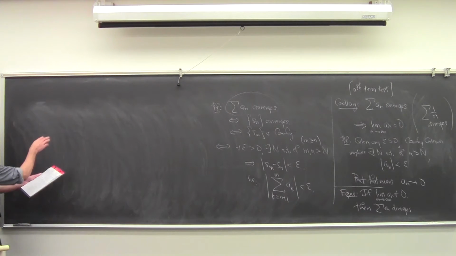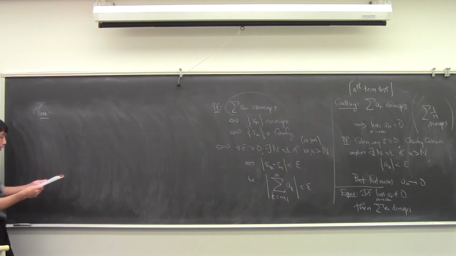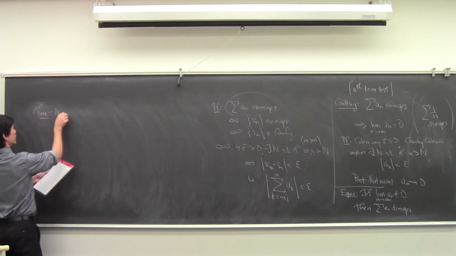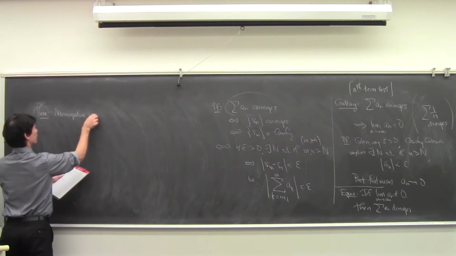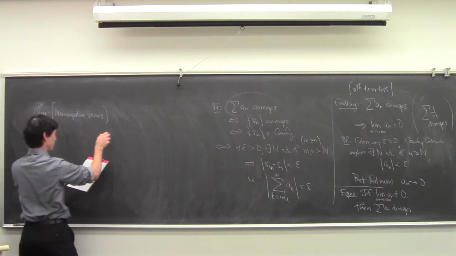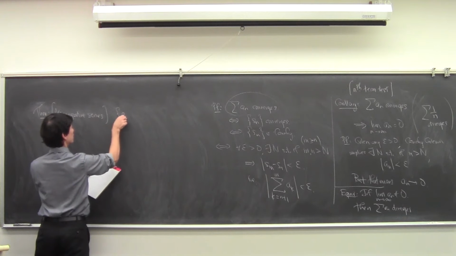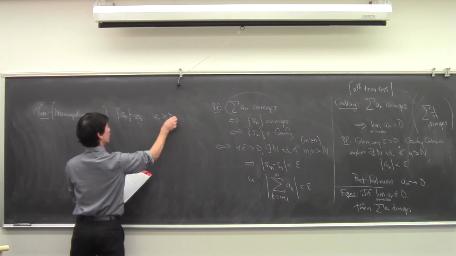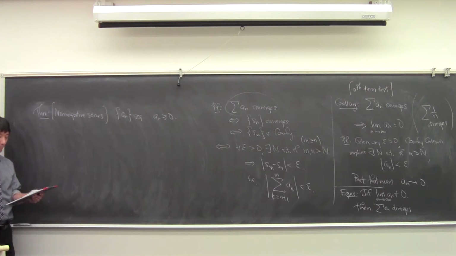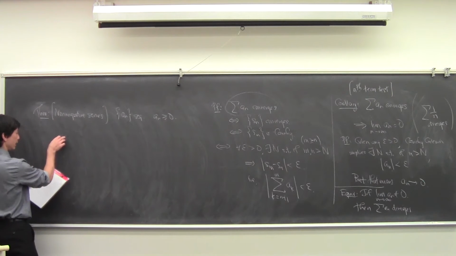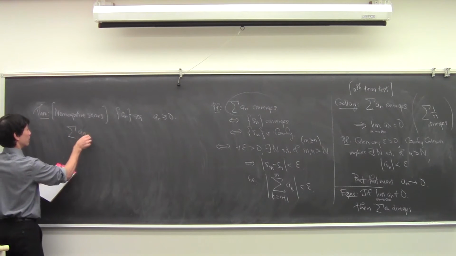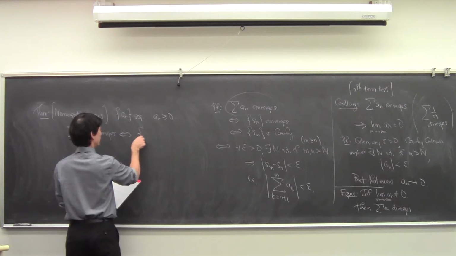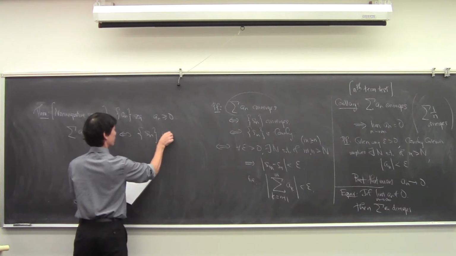So, okay, some other easy facts. If you have a non-negative series, so suppose that you have some sequence a sub n, and all of the terms are bigger than or equal to 0. Then the infinite series converges if and only if the sequence of partial sums is bounded.